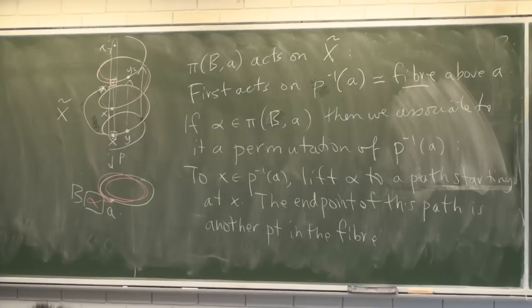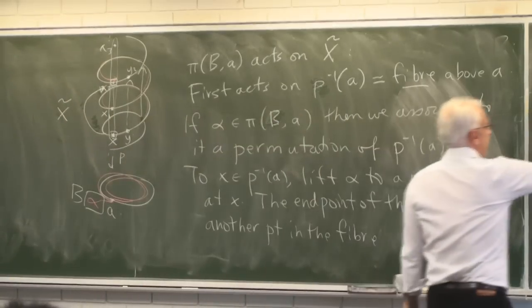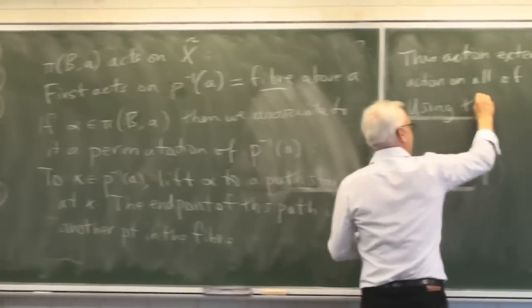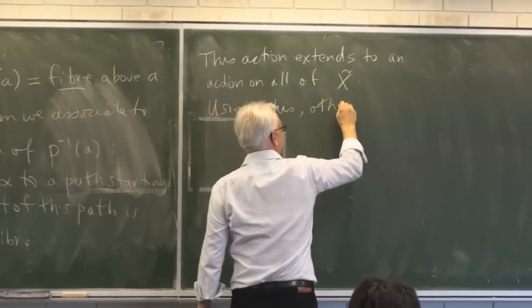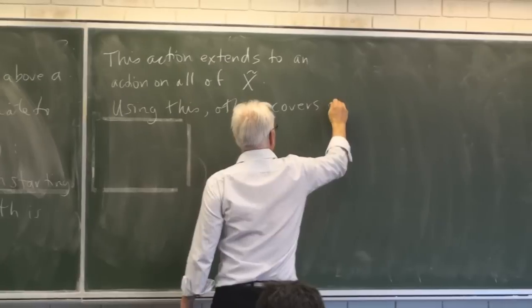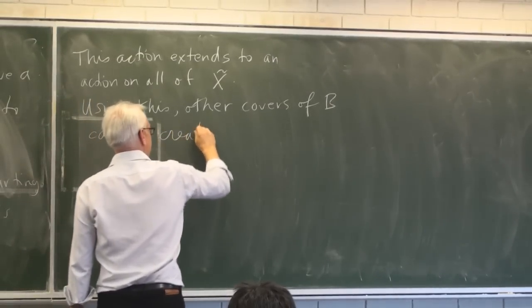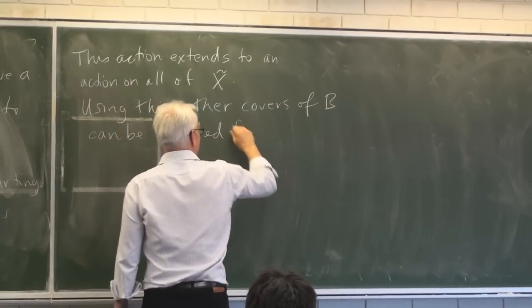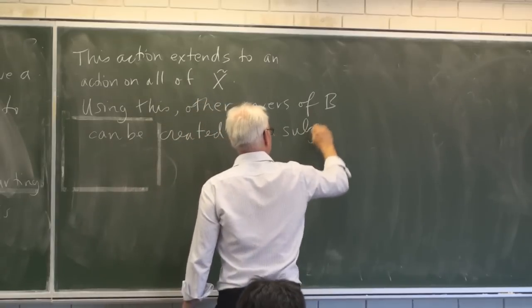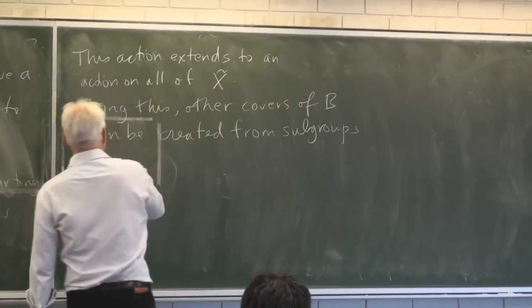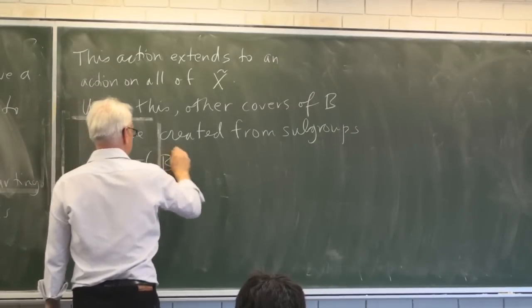All right, so it's in this way that we can end up seeing how other covers of the base space B can be generated from the universal cover. So using this, other covers of B can be created from subgroups of pi of B.